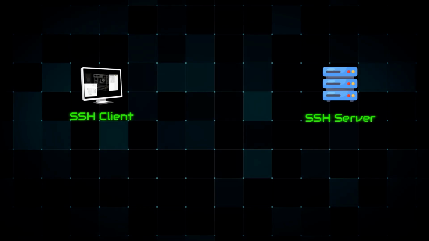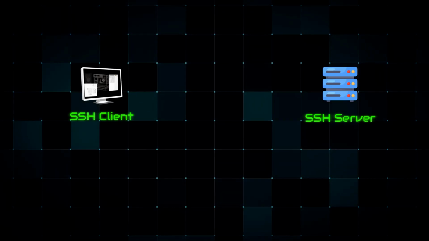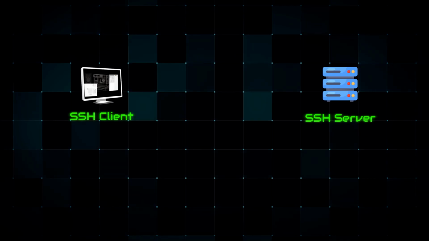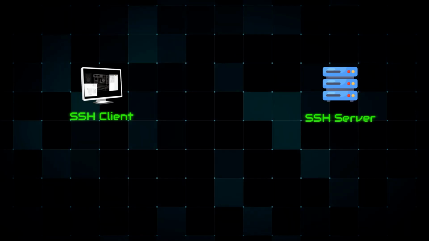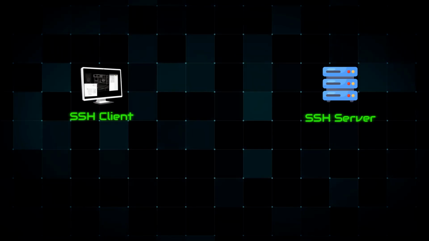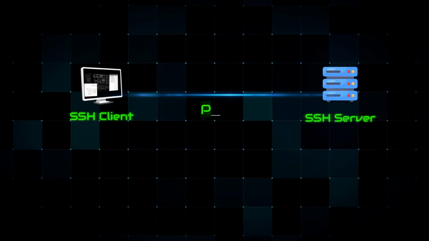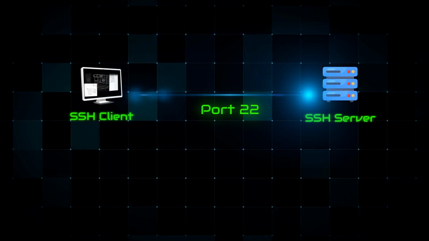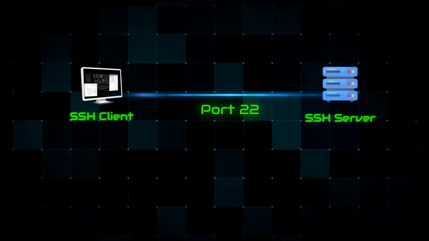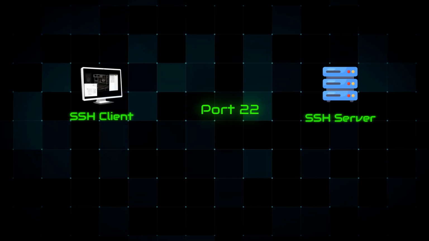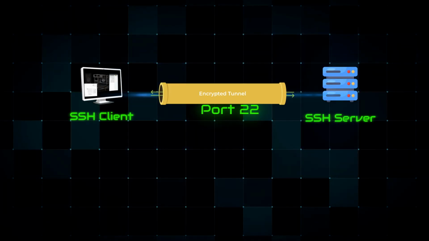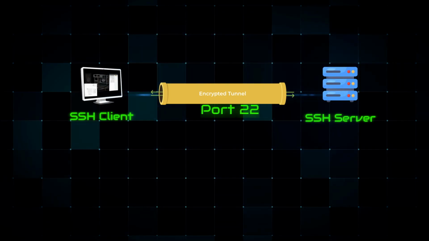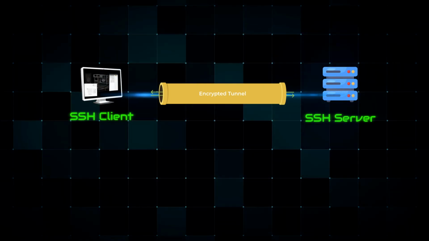Well, the moment you start an SSH session, your computer, which acts as an SSH client, opens a network connection to the remote machine running the SSH server. And by default, SSH usually communicates through port 22. You can think of port 22 as the default door where the SSH connection arrives. Once the connection is established, SSH creates a secure encrypted tunnel between your computer and the remote server. And this tunnel is what makes SSH so powerful.